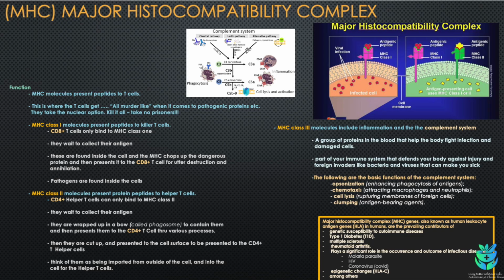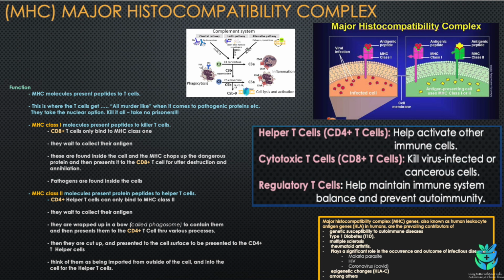The function of the MHC molecules is to present peptides to T cells. This is where the T cells kind of get all murder-like. When it comes to pathogenic proteins, etc., they take the nuclear option. Kill all, take no prisoners. So the MHC class 1 molecules present peptides to the killer T cells. So killer T cells are also called cytotoxic T cells. Killer T cells, or cytotoxic T cells, can only bind to MHC class 1. They wait to collect their antigen.